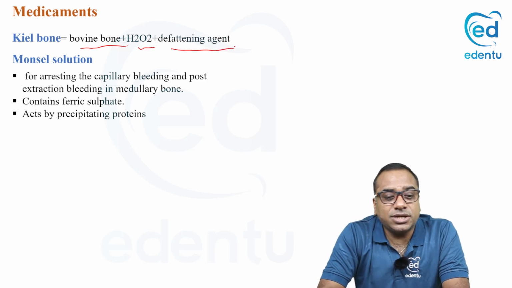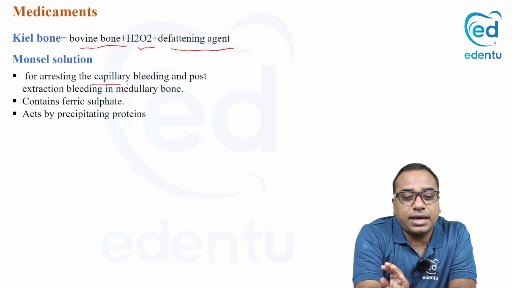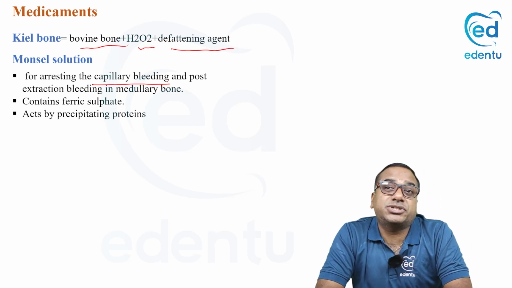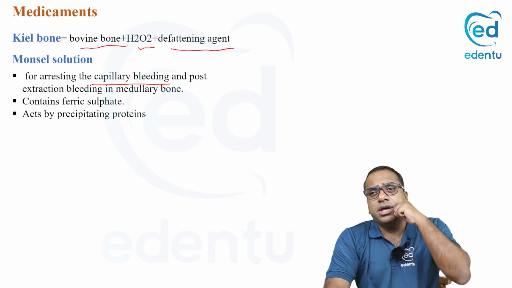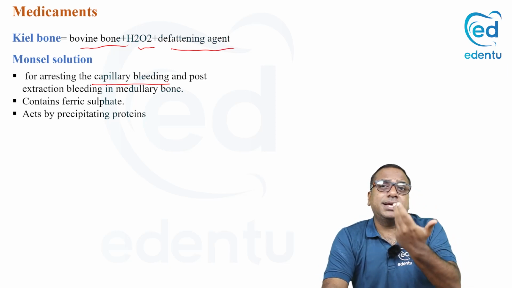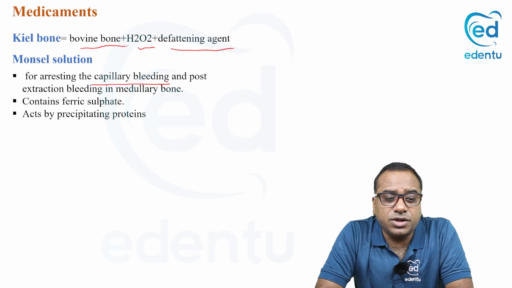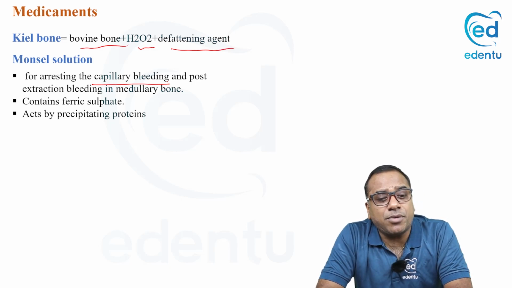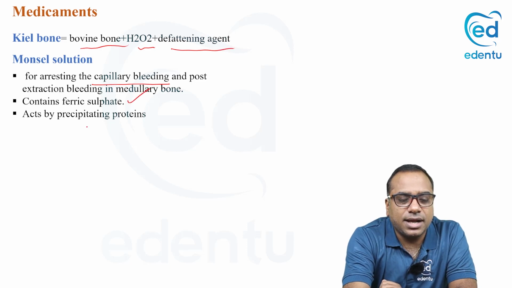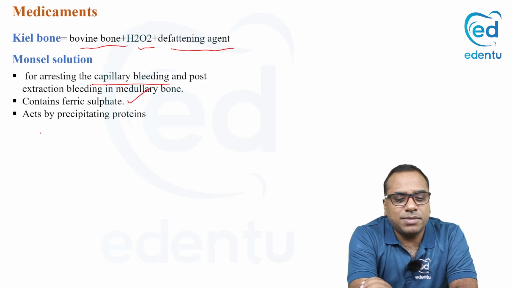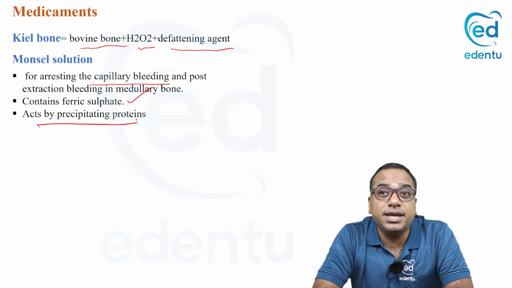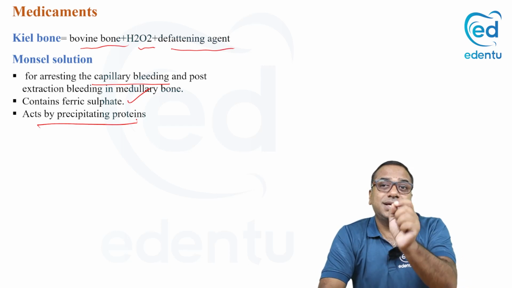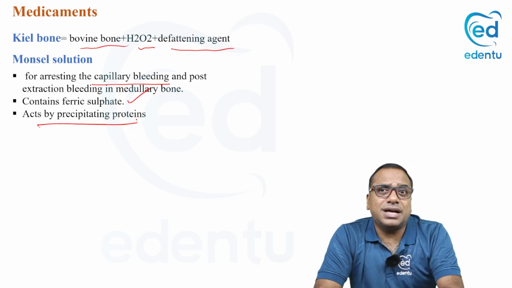Then Monsel solution. This is used for arresting capillary bleeding post extraction from the medullary bone. You have done an extraction from the medulla, bleeding is happening, so at that time you can use Monsel solution. What is this Monsel solution made up of? Ferric sulfate, and the mechanism of action is by precipitation of proteins. Precipitation of proteins is the mechanism of action which is asked as an MCQ.